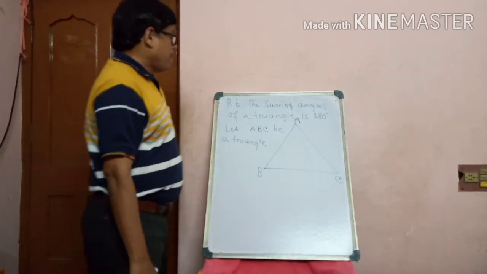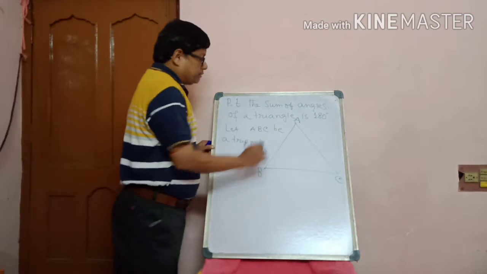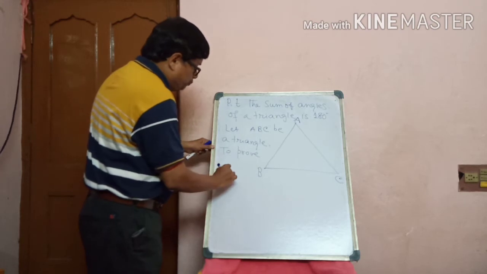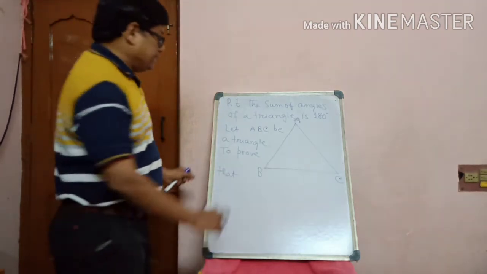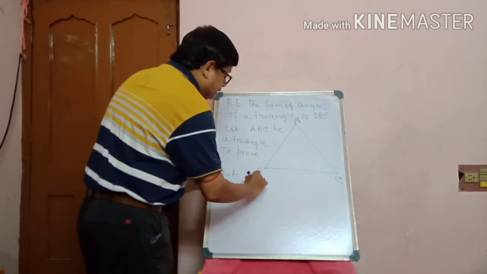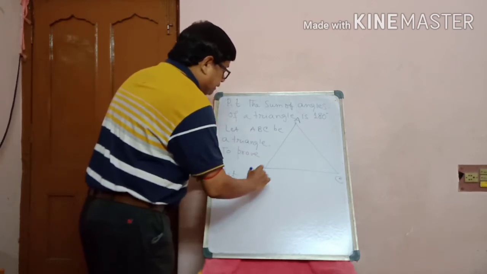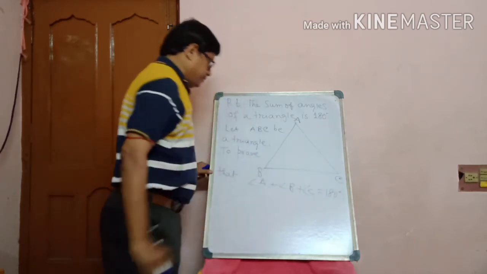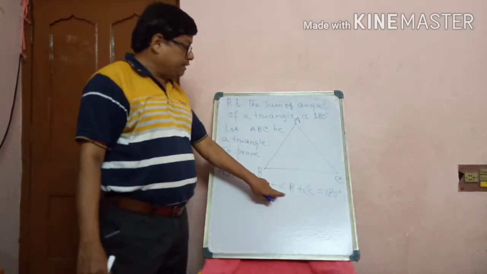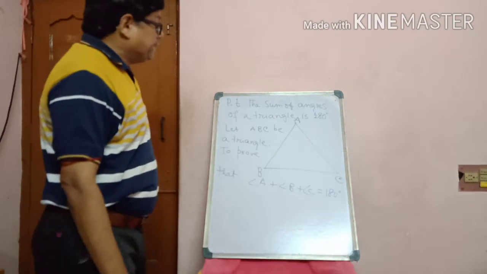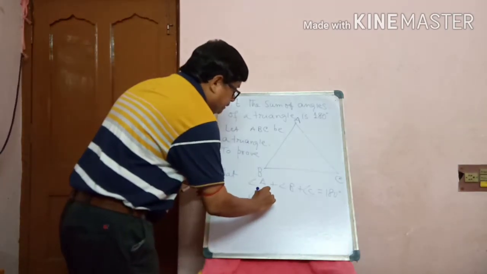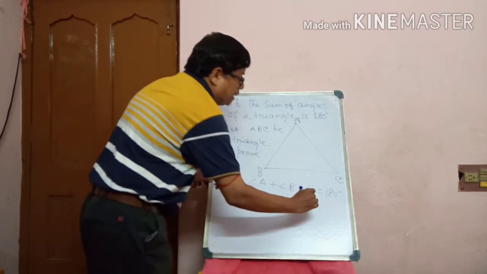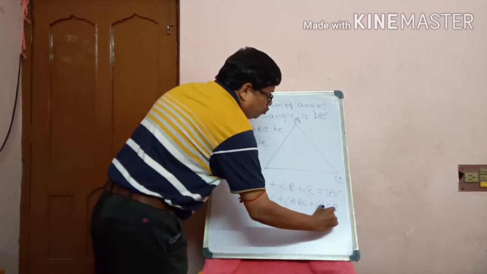Now, equal sign also no problem. Triangle. To prove that angle A plus angle B plus angle C is 180 degree. That means you can write here BAC, right? BAC plus angle B, that is ABC, plus ACB equal to 180 degree.